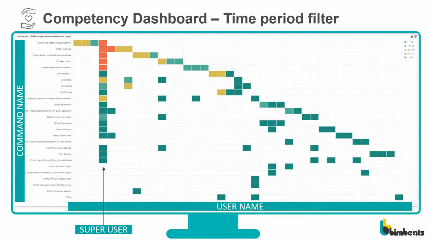So here I've drilled down for a particular time frame, and the users are along the bottom. So I'm saying, well, this person here is frequently using all of these advanced tools. So there's my super user. That's someone I can identify with to put on a project with someone who might need a bit more extra help.